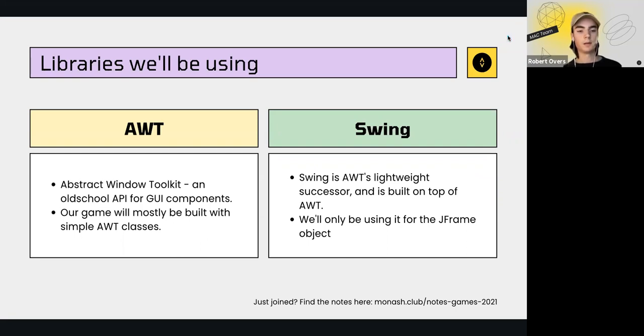So we're going to use AWT, which is Abstract Window Toolkit. It's the really old school API for anything GUI in Java. And then a tiny bit of Swing, which is essentially the new version of AWT. It's built on top of it. But for the most part, we only need AWT. And we just have Swing for the JFrame.